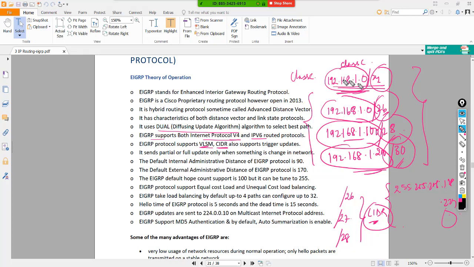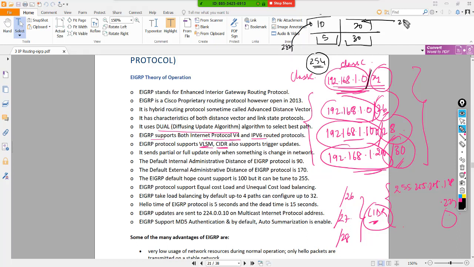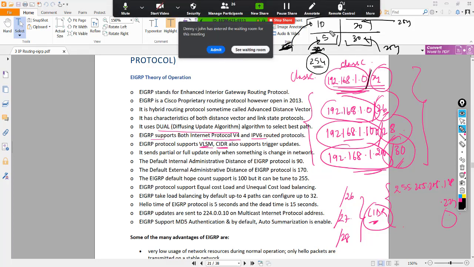Because class C with /24 is going to give you 254 usable IPs. Now let's say I don't need 254 usable IPs. Let's say I just need 10 IPs for some group, 20 IPs for another group, 30 IPs for another group, and like 5 IPs for some other group. Now why should I waste 254 IPs giving them to one group? In that case, everyone will have 254 IPs, so I'm just wasting 4 different networks.